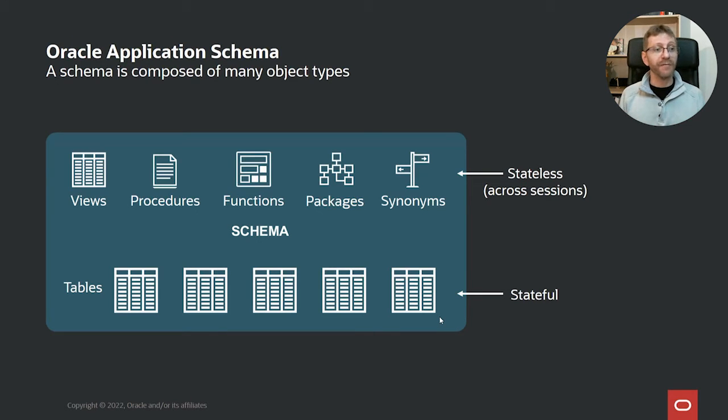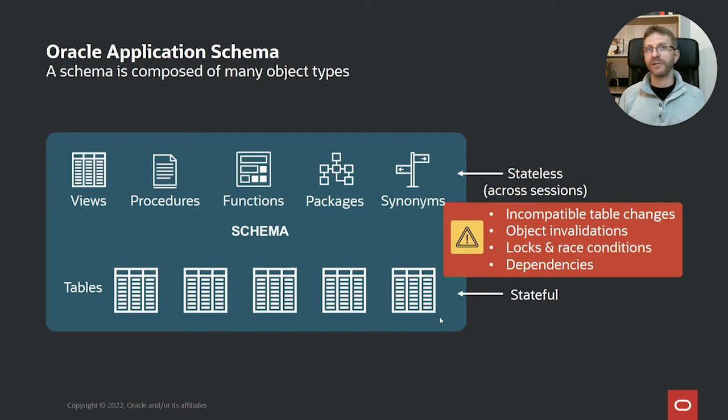And the stored objects like views, procedures, and functions are stateless, so we could replace them with the new version and just recompile them. But it's not as easy as it seems, because recompiling objects might cause object invalidations that can throw errors to the application, and applying schema changes to the tables directly can introduce incompatible table changes, or also table changes that require a full lock of the table. Those are conditions that we want to avoid.